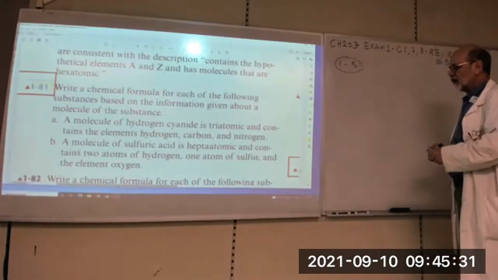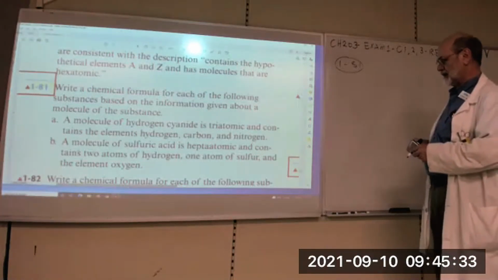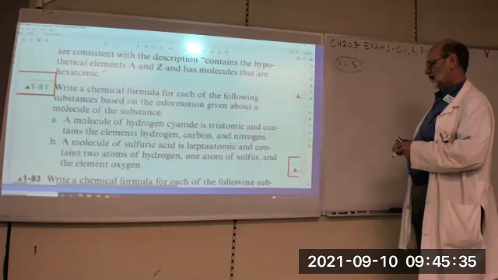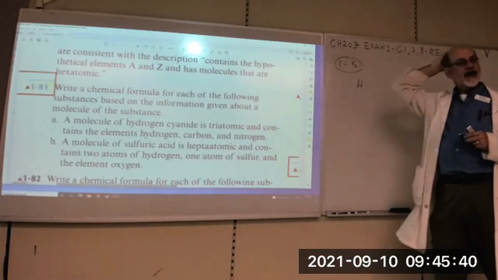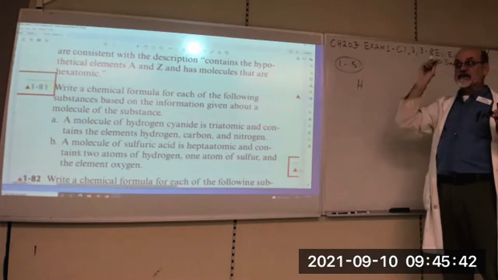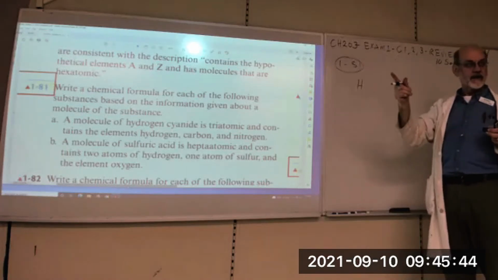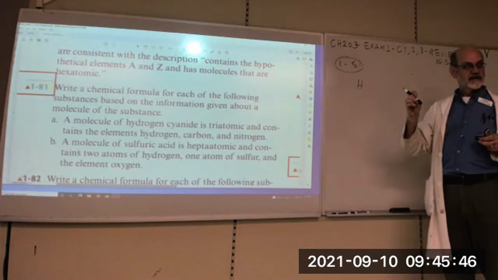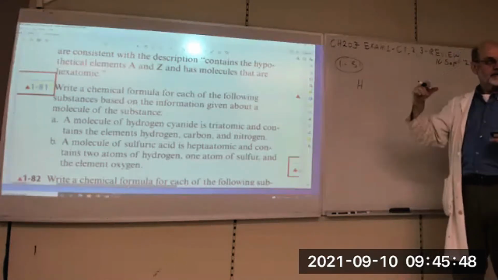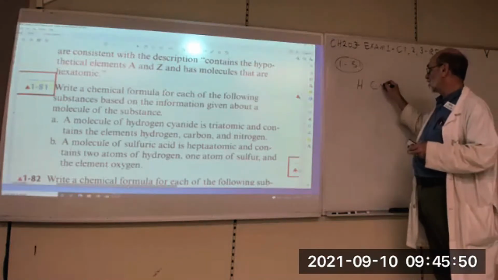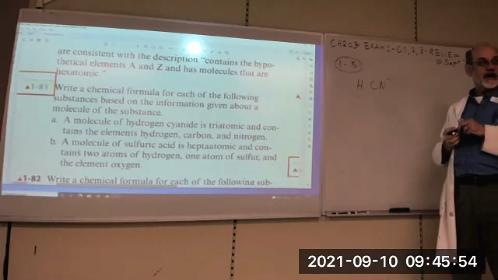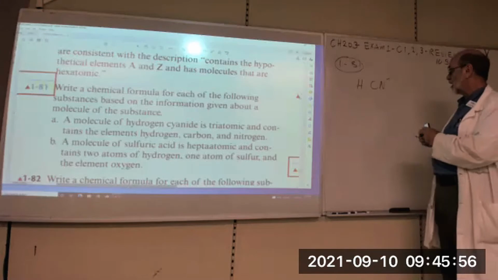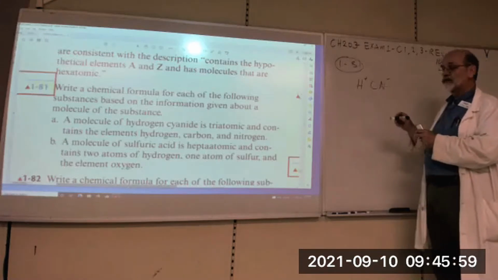A molecule of hydrogen cyanide. Molecule, it's got hydrogen in it, right? Cyanide, that's not an element. There's no element up there, cyanide. It's a polyatomic, right, from that list I gave you. So cyanide is CN with a -1 charge. That's the cyanide polyatomic ion, combined with hydrogen, which is a +1.